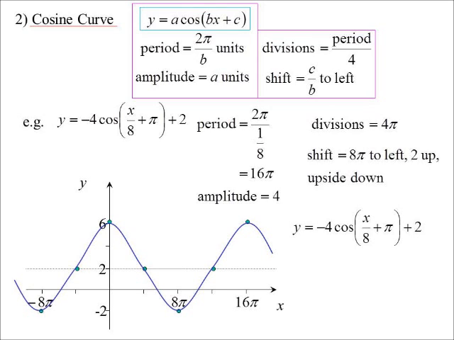Now, I haven't specified a domain to draw this in, but if you're drawing a curve and they say only draw it between 0 and 2 pi, stop at 0 and 2 pi. Don't go past those points. Okay?